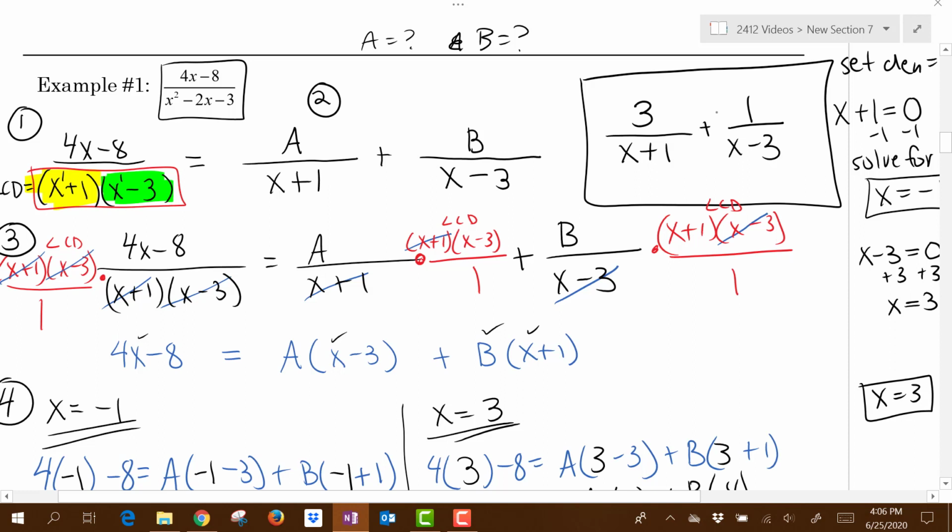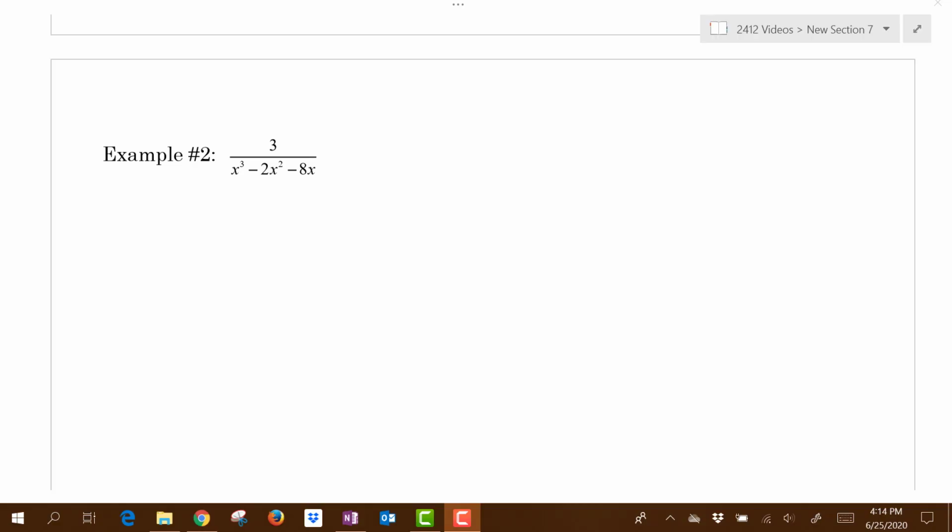Alright, that is what we call the partial fraction decomposition. These are the partial fractions where, if you added them together, you would obtain the original fraction that we started with. Alright, this is example 2 of partial fraction decomposition.